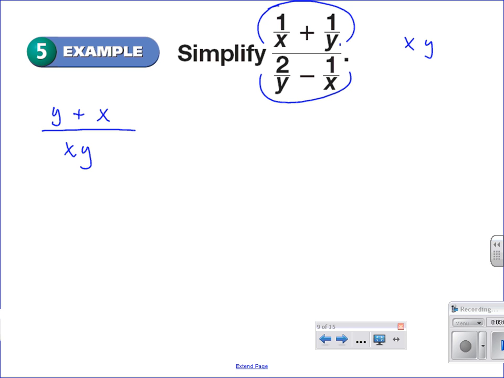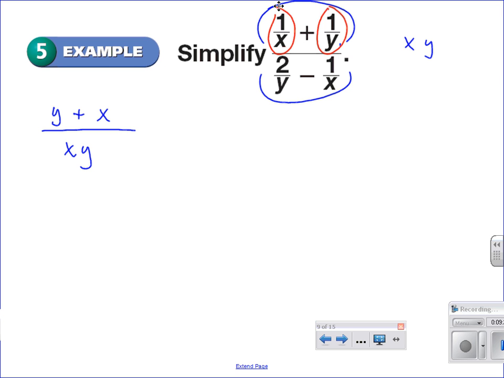If you were adding those fractions like we just previously did, you have this skill: 1 over x plus 1 over y, your common denominator would be xy. So this first piece here would be missing a y in the denominator, so multiply 1 by y. This is missing an x, so multiply 1 by x. Okay? All right.